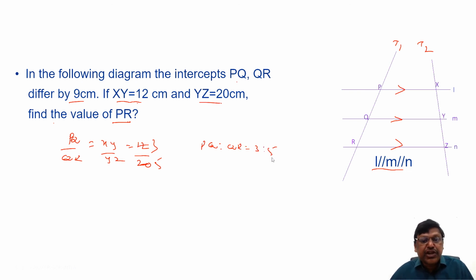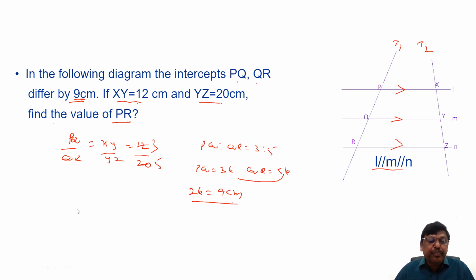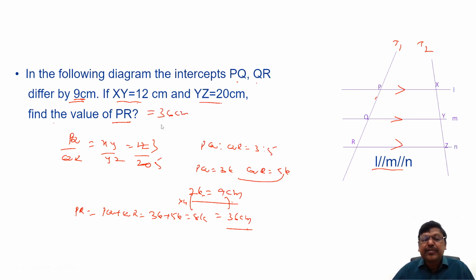Now, if the ratio is 3 is to 5, let us assume PQ is 3K, QR is 5K. But the question says PQ and QR differ by 9 centimeters. 5K minus 3K, the difference is 2K, so 2K is 9 centimeters. But what is our question? We need to find PR. PR is nothing but PQ plus QR, which is nothing but 3K plus 5K, 8K. If 2K is 9 centimeters, 8K will be 4 times 9, which is 36 centimeters. So we can say our answer is 36 centimeters, right?